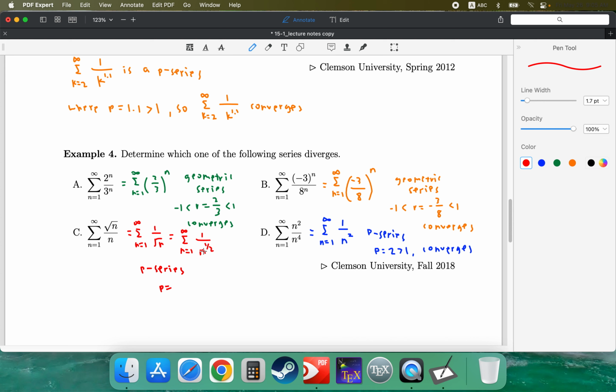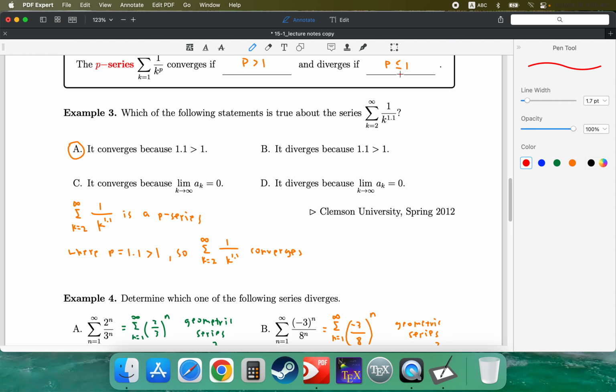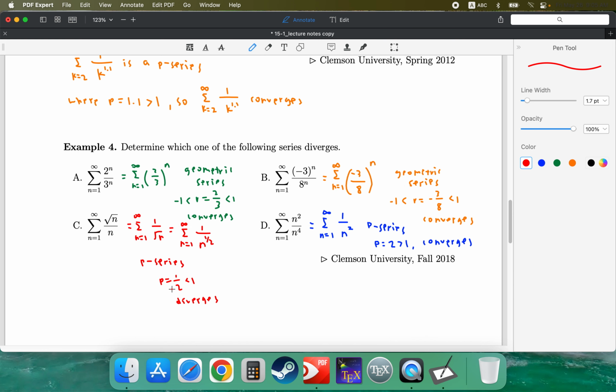And of course, right here, your P value is the power, which is 1/2. And we know that 1/2 is not greater than 1, right? 1/2 is less than 1. So that means this series diverges. Okay, so right here, if P is less than or equal to 1, then the P series will diverge. So right here, P equals 1/2, and 1/2 is less than 1. That means this P series will diverge. So we have to choose C.